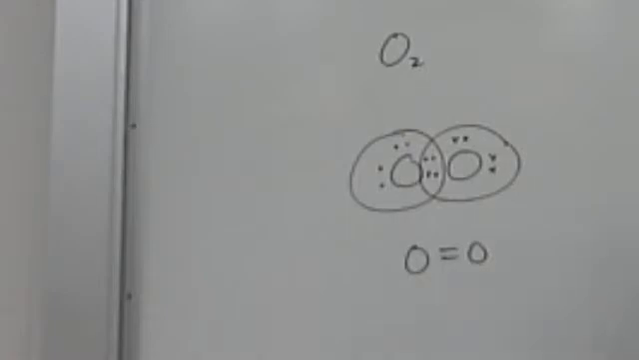And understandably, what does that bond or dash mean? Single. A pair of electrons. What does 2 dashes mean? Double bond. 2 pairs of electrons.